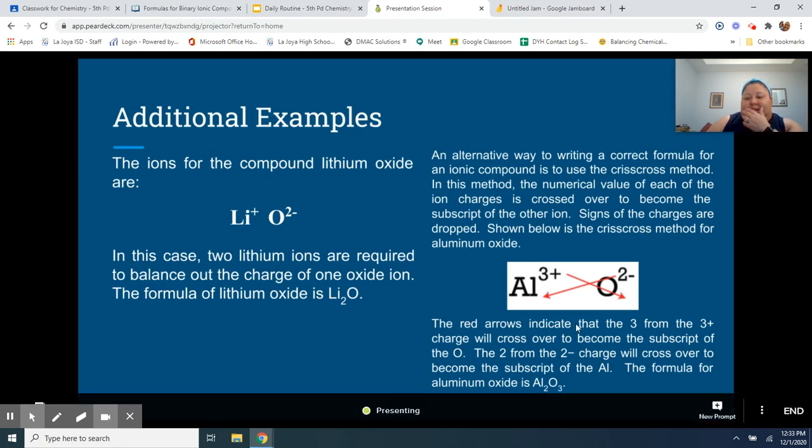The red arrow indicates that the 3 from the +3 charge will cross over to become the subscript of O, or oxygen. The 2 from the -2 charge will cross over and become the subscript for aluminum. The formula for aluminum oxide, Al2O3.